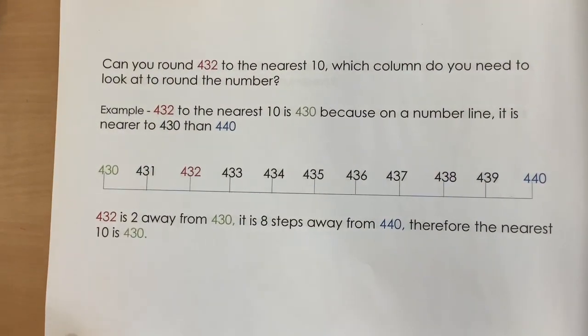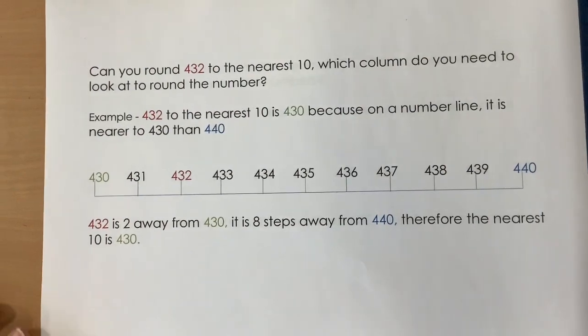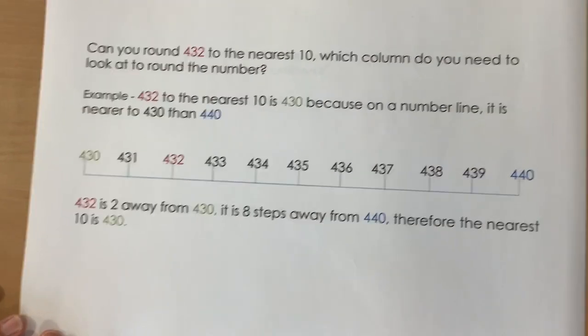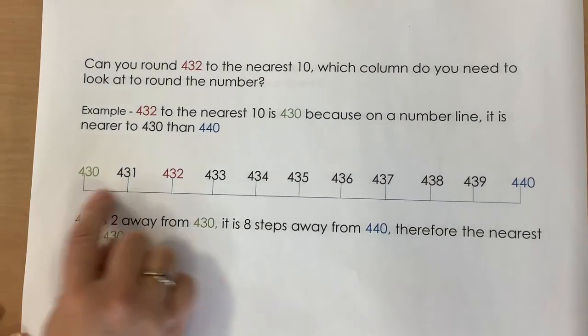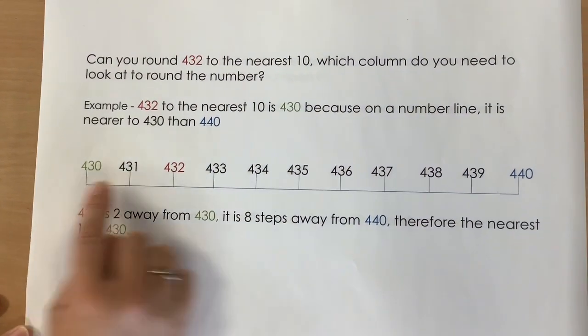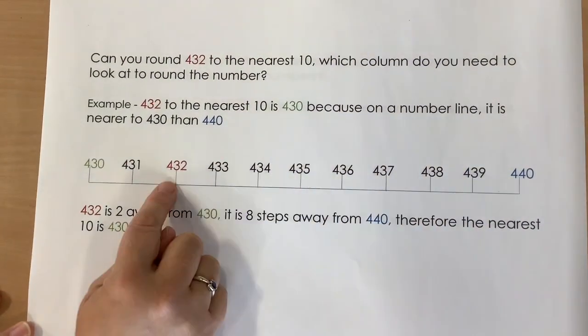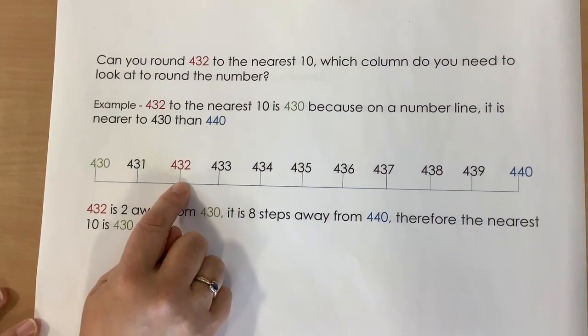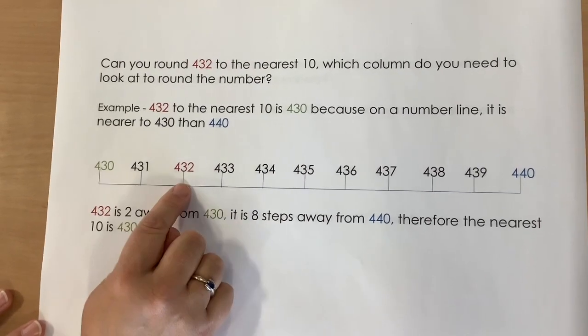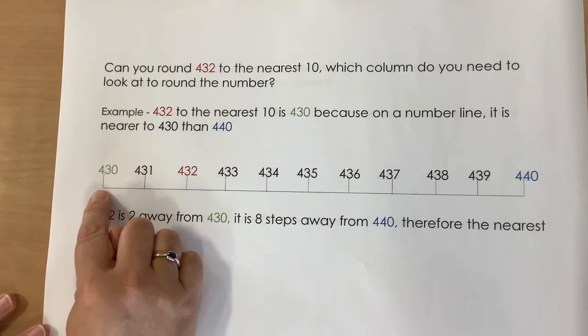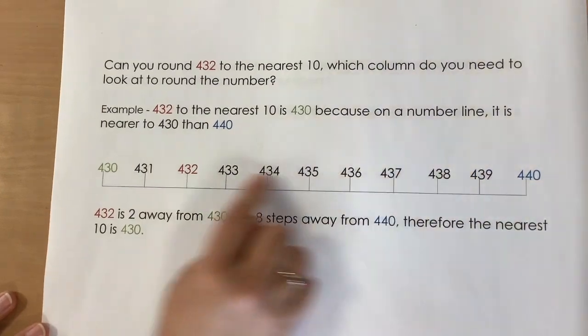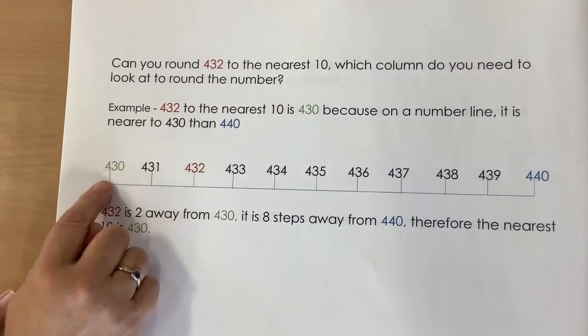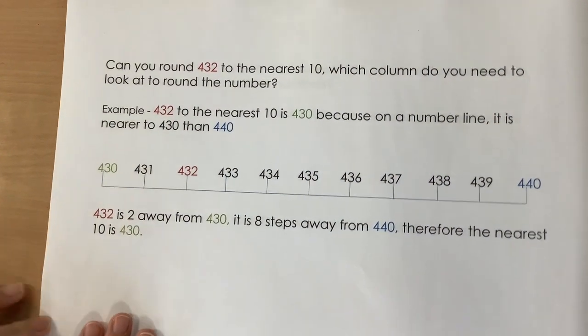We can also use a number line to help us. So rounding 432 to the nearest 10. Here's my number line, between 430 and 440. Straight away I can see 432 is only 2 away from 430, 8 away from 440. So I know the nearest 10 is 430.